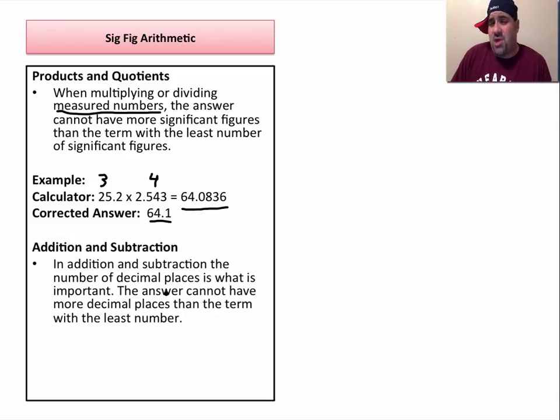For addition and subtraction, the rule is very, very different. It's the number of decimal places that is important. The answer cannot have more decimal places than the term with the least number.